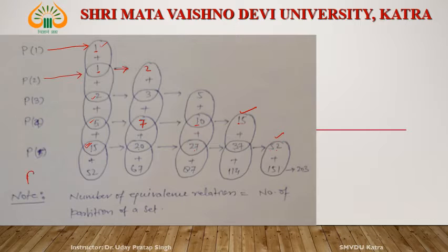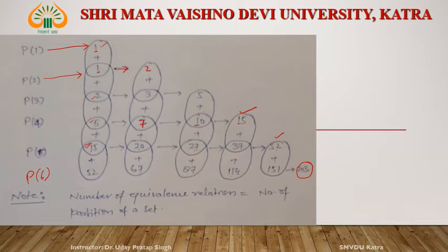Now, what is P6? Write 52 here. 52 plus 15 is 67. 67 plus 20 is 87. 87 plus 27, 114. 114 plus 37 is 151. 151 plus 52 is 203. What is P6? 203. Similarly, we can evaluate P7, P8 and P9, and so on. Otherwise, use this diagram or go by the formula, whatever is convenient for you.